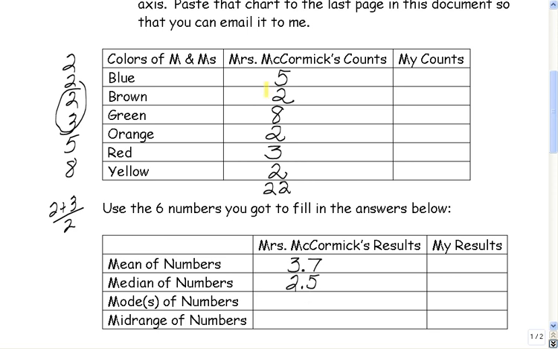Mode is the most frequent number, and I notice that the 2 appears 3 times, so I'm going to write that down. The mid-range, we add the high and the low and divide by 2. If I go back to my numbers over here on the side, my low is 2, my high is 8. So if I add those, 2 plus 8 is 10, divided by 2, which is a 5. So those are my results. You'll need to do the same thing for the set of numbers that you have come up with in counting your M&Ms.